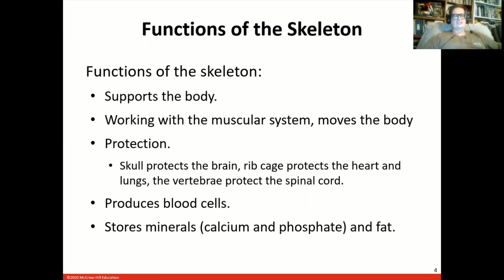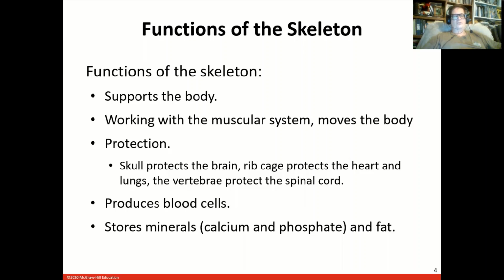Also, there's protection. So we have support, we have movement, or working with the muscles, movement. We have protection. The skull protects the brain, the ribcage protects the heart and lungs, the vertebrae protect the spinal cord. Pretty straightforward. They're not mentioning it here, but you have some important organs in your pelvis. Those are at least partially protected.